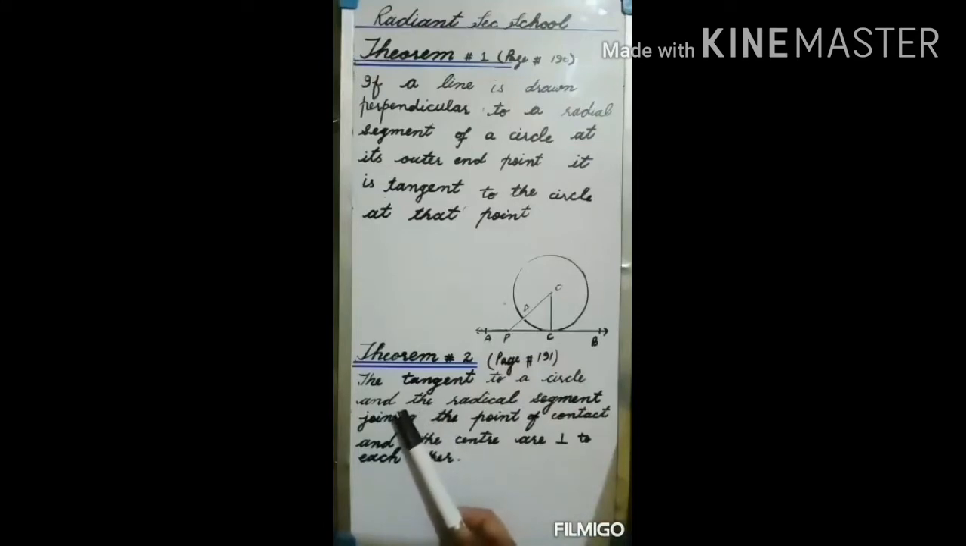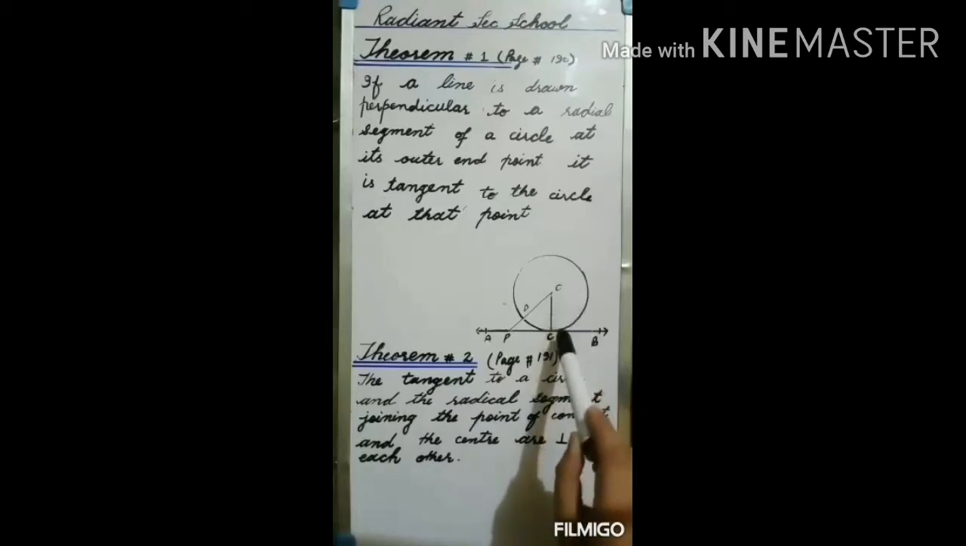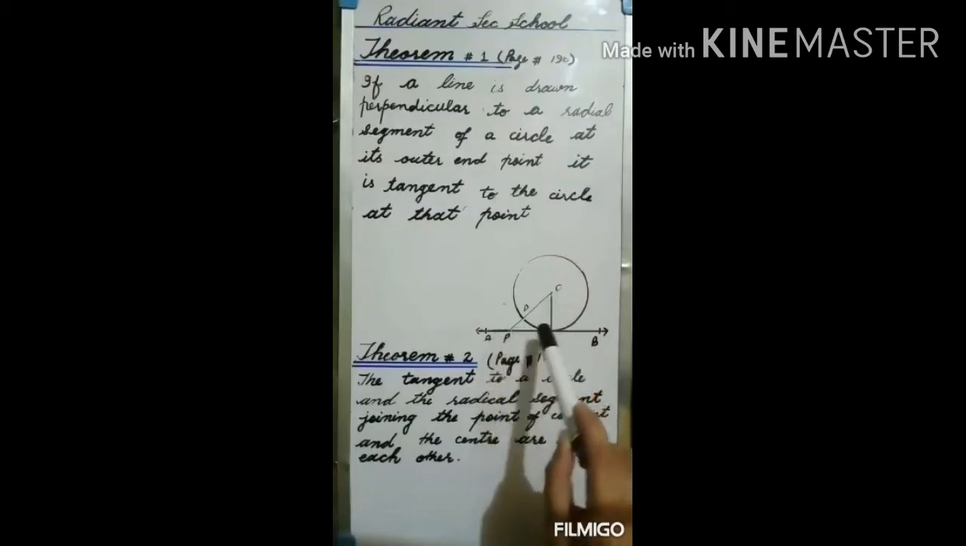And what they are saying, in the radial segment, here what is the radial segment? Radial segment is OC, joining the point of contact. Joining the point of contact means this point is C. C is that point which is joining OC, and this is also a point of tangency.